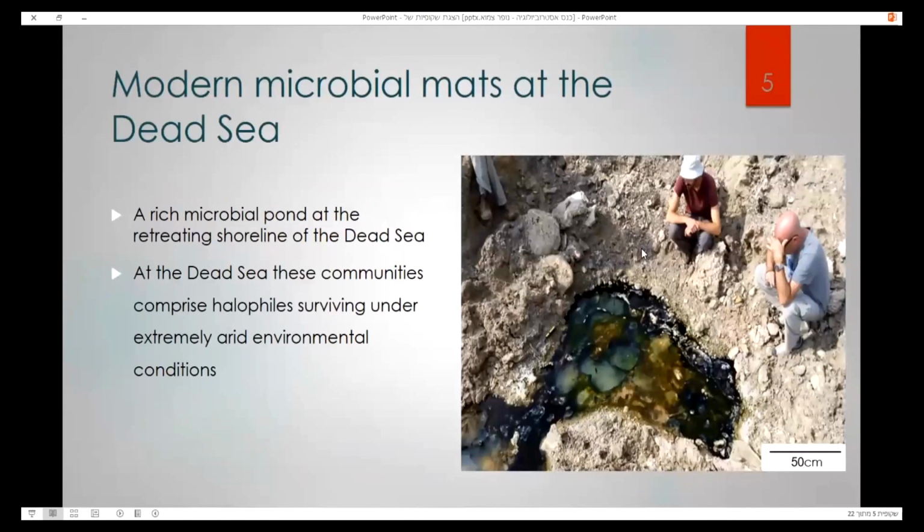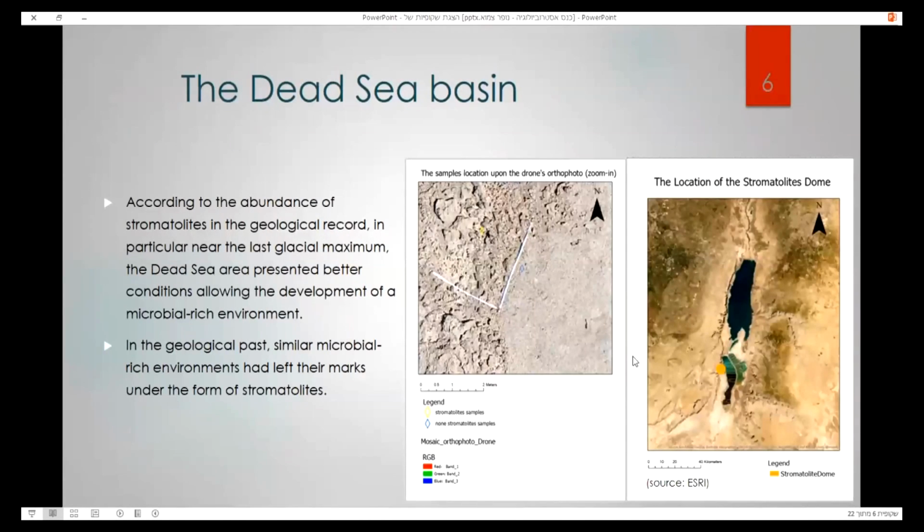In order to understand the formation of ancient Dead Sea stromatolites, we also sampled modern microbial communities living in ponds supplied with fresh water at the Ein Gedi shore. Our research focused on aragonite-forming microbial mats, which are more likely to build up on fossil stromatolites, such as these mats. According to the abundance of stromatolites in the geological record, in particular near the last glacial maximum, the Dead Sea area presented better conditions following the development of a microbial-rich environment.